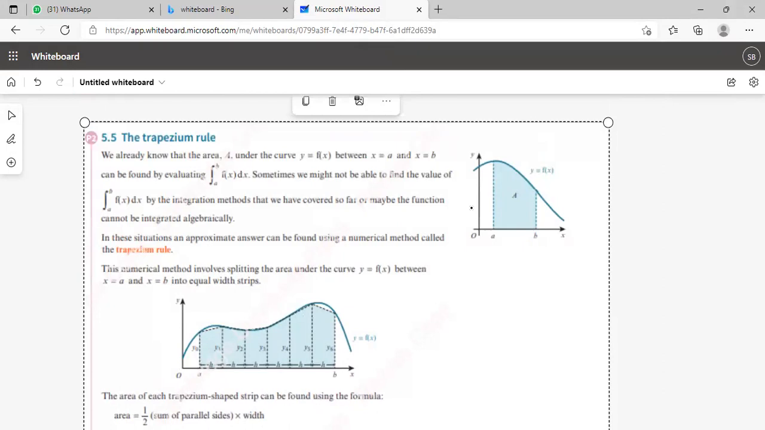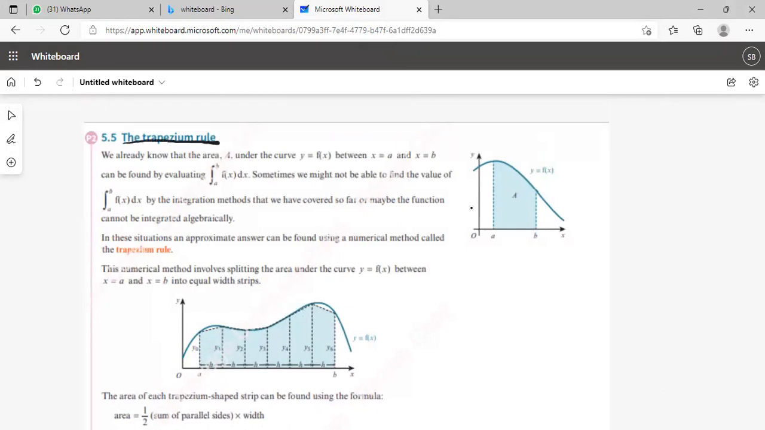So, the trapezium rule. We already know that area A under the curve y equals f of x between x equals a and x equals b. This is the area A. This is the curve y, and this is point a and this is point b. So we already know that the area under this curve can be found by evaluating this integral.